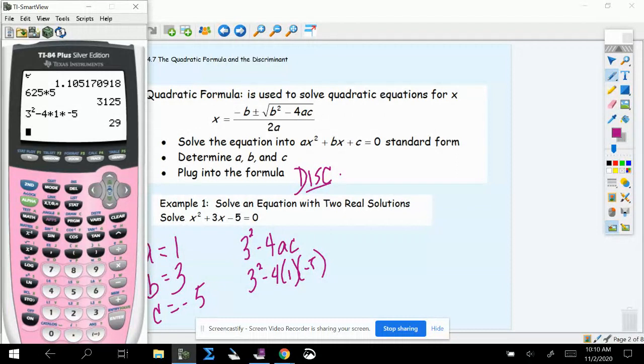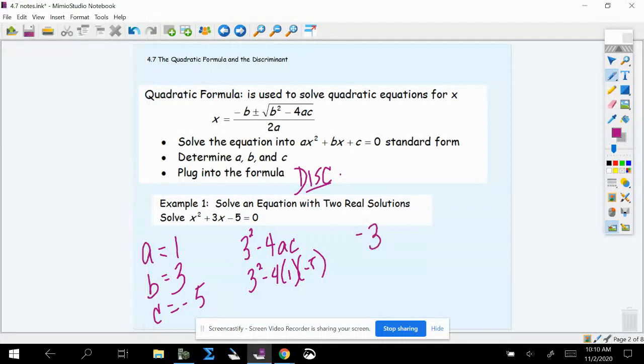So that's going to be the number that goes under the square root. So now I'm going to go to the entire formula. It's the opposite of b, plus or minus the square root. Now we know the discriminant is 29, over 2 times a. 2 times 1 is 2.